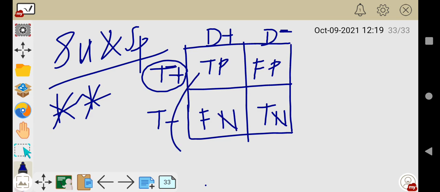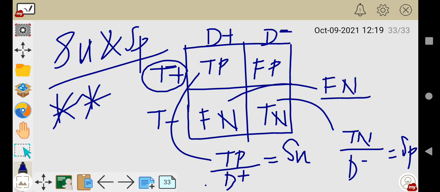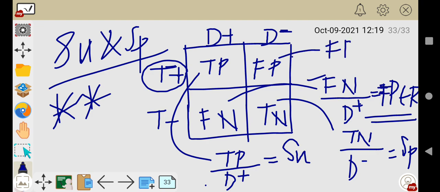Just remember this: true positive divided by disease positive is your sensitivity. True negative divided by disease negative is your specificity. False negative divided by disease positive is your false negative error rate. This is only for INICET, no one has asked it. And just for completion's sake, I am giving false positive divided by disease negative is the false positive error rate.